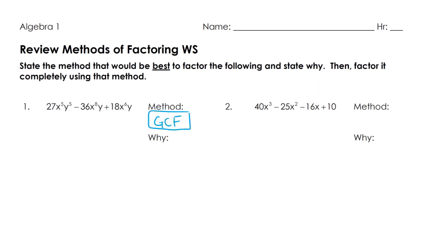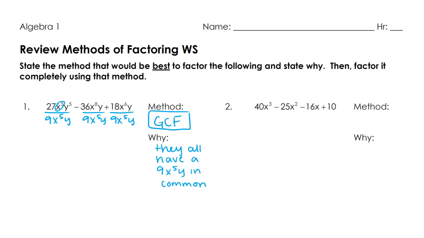And then y, well, they all share something in common. So if we look at this, between 27, 36, and 18, they all share a 9 in common. That's the highest number that goes into all three of them. And then x to the 5th, x to the 8th, x to the 6th. The smallest exponent is this x to the 5th. So I know that they have to all share 5 x's in common. Remember, it's always the smallest variable. And then y to the 5th, y and y means they all share one y in common. So my reason here is they all have a 9x to the 5th y in common.